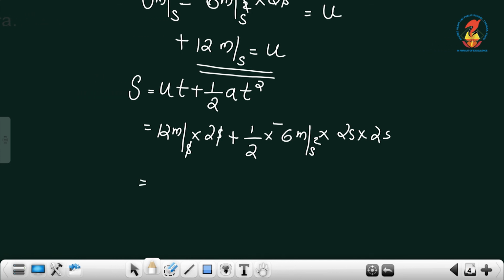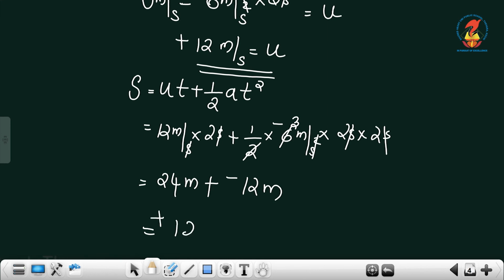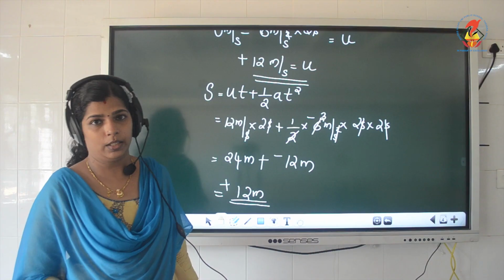So, 12 into 2, 24 meter plus, second square and second square will get cancelled. So, 4 into 3, 12, minus 12 meter. 24 meter plus minus 12 meter. The answer is plus 12 meter.